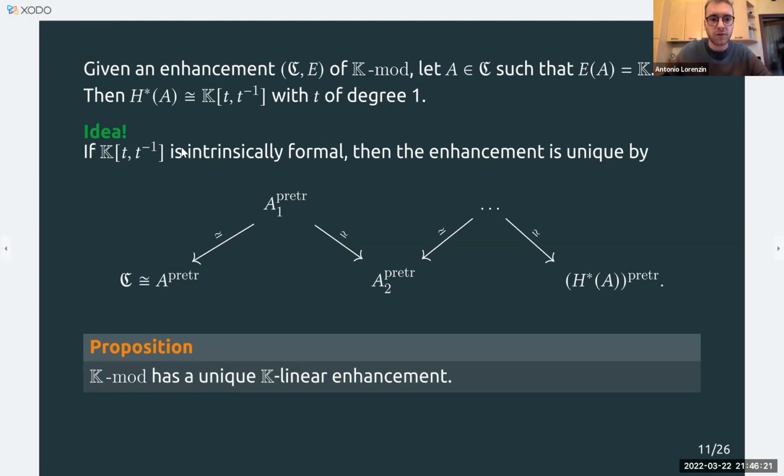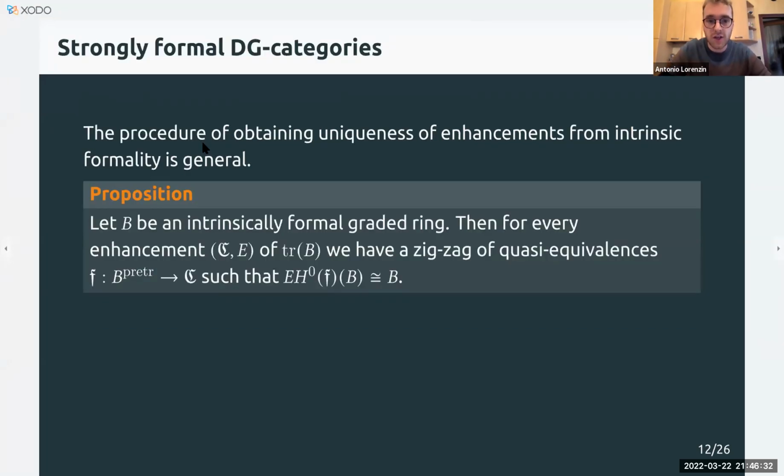proposition, we wonder if this is something really related to KT-1, or if we can work for every intrinsically formal graded ring. And actually, the same procedure gives us uniqueness of enhancements for intrinsically formal graded rings. So we can state something stronger, which is the following. If we consider an intrinsically formal graded ring, then for every enhancement C of the R of B, we have a zigzag of quasi-equivalences moving from the pretriangulated closure of B to C. And this is done in a way that we are fixing B, or I should say, it's not B we are fixing, but the only object that B has as a DG category.